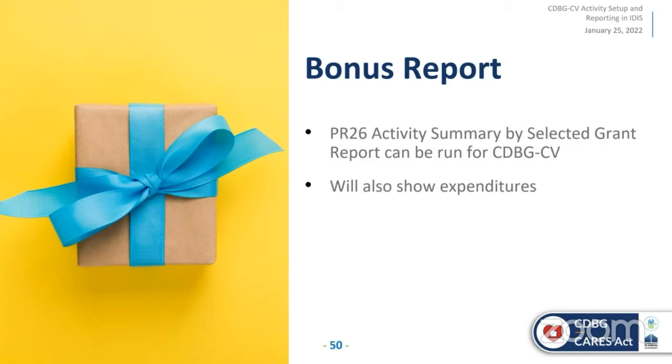Like Susan mentioned, the bonus report for you is the PR26 activity summary by selected grant. That's what you usually will run if you are checking test 2 of your admin cap, right? It's just going to give you the information for 1 year's grant, but it also will work for CDBG-CV as the 1 grant that you're putting in. So this is another way that you can go in and show expenditures for CV if you're looking for another way to check something against your PR07, or you're trying to solve a mystery of some numbers not lining up.